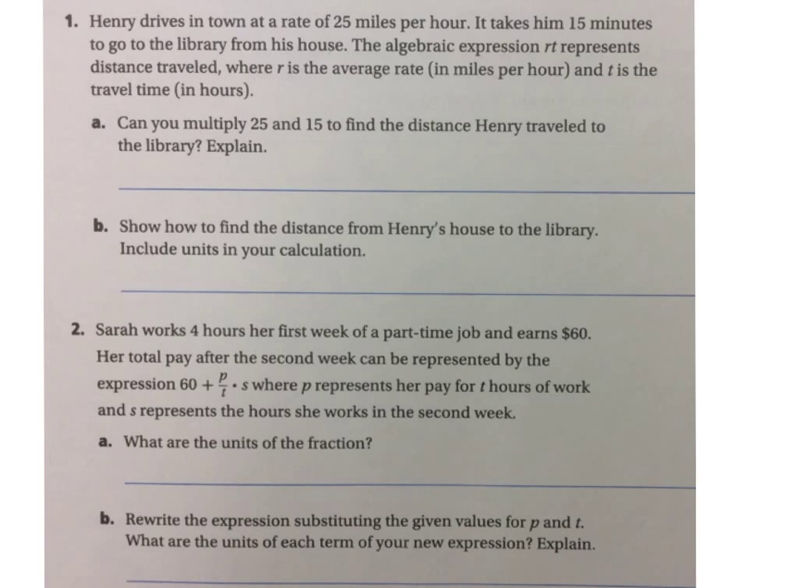Now, you need to be on the lookout for certain things like this. Henry drives in town at a rate of 25 miles per hour. Okay, so that's 25 miles per hour. Okay, it takes him 15 minutes to go to the library from his house. The algebraic expression R times T, so that's your rate times the time it takes for you to get home, is going to give you the average rate. Okay, and T is the travel time.